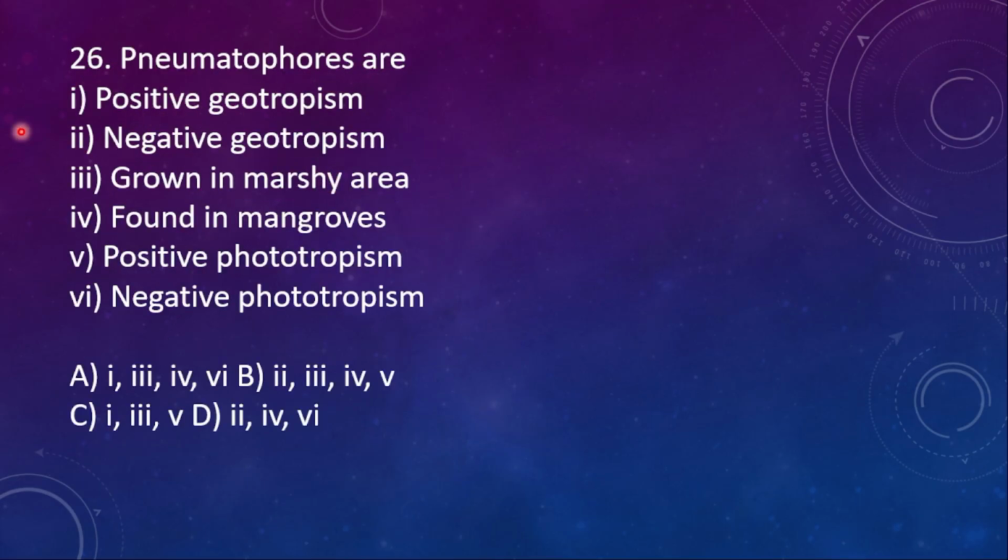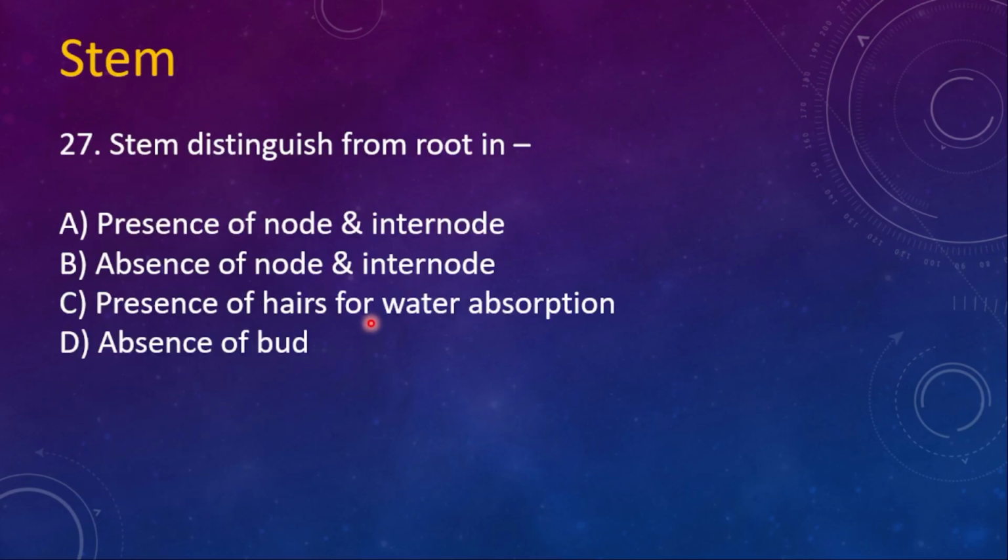25. Nematophores are 1. Positively geotropism, 2. Negative geotropism, 3. Grown in marshy area, 4. Found in mangroves, 5. Positive phototropism, 6. Negative phototropism. Here nematophores are negative geotropism because nematophores grow upwards. 3. Grow in marshy area. 4th, found in mangroves. 5th, positive phototropism. So here the right option is B.